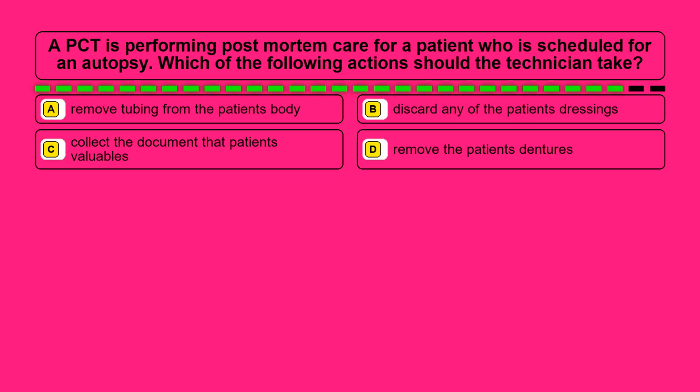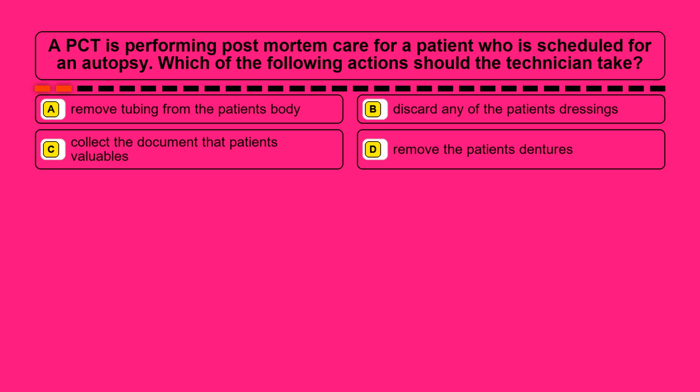Question 38. A PCT is performing post-mortem care for a patient who is scheduled for an autopsy. Which of the following actions should the technician take? Option A, remove tubing from the patient's body. Option B, discard any of the patient's dressings. Option C, collect and document the patient's valuables. Option D, remove the patient's dentures.